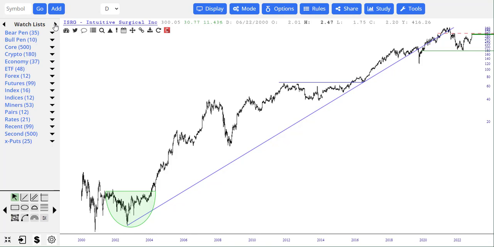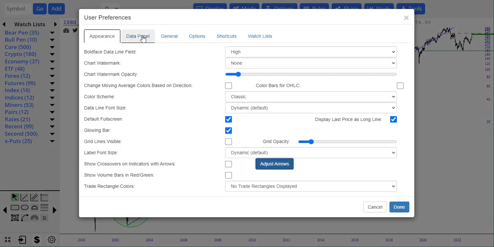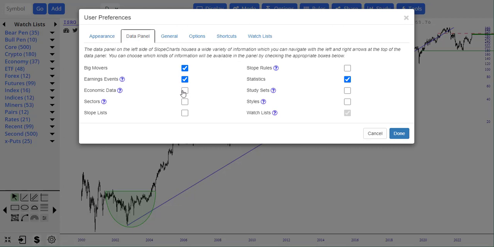Now, the full set of information you can access by going to the Preferences, the Data Panel tab, and you can click on any of these. So you can have up to 10 different items that are presented in the data panel. And I'll just say a word or two about each of these. Obviously, whether you show them or not is dictated by the check mark. So I've selected 4 items to be in my own data panel, one of which is required. You cannot remove the watch lists.